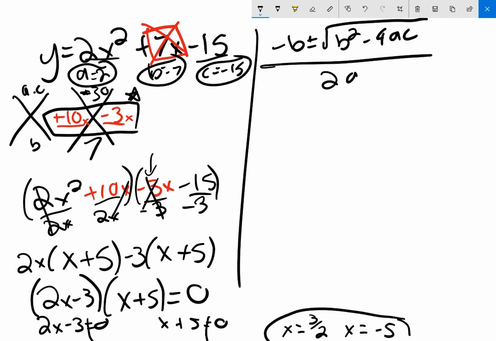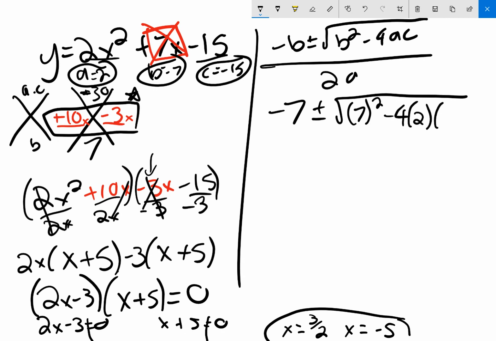So that's negative b. Now b is 7, so this becomes negative 7, plus and minus the square root. Now b squared. b is 7, so I'm going to do 7 squared. I like to put that in parentheses too, because if I use my calculator and I don't use parentheses, things can go wrong. Minus 4 times a, a is 2, times c, and c is negative 15. And all divided by 2 times a, and a is 2.